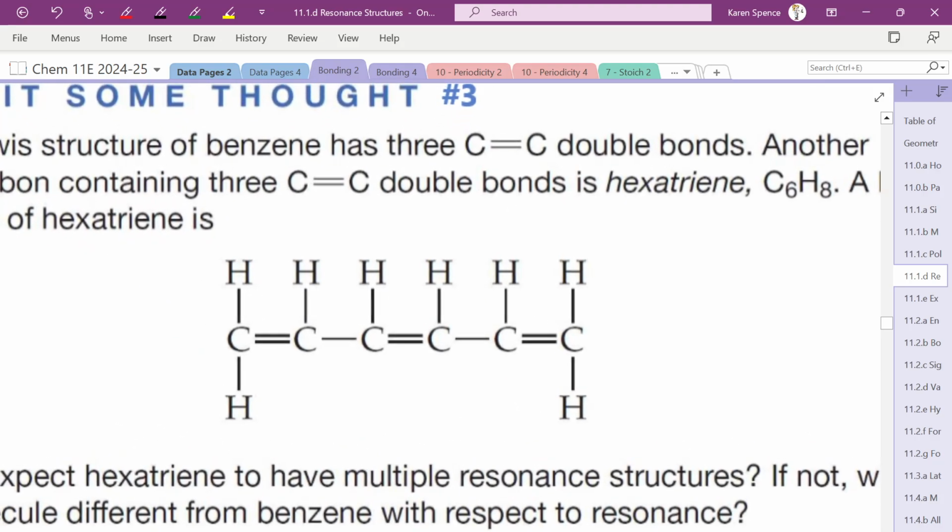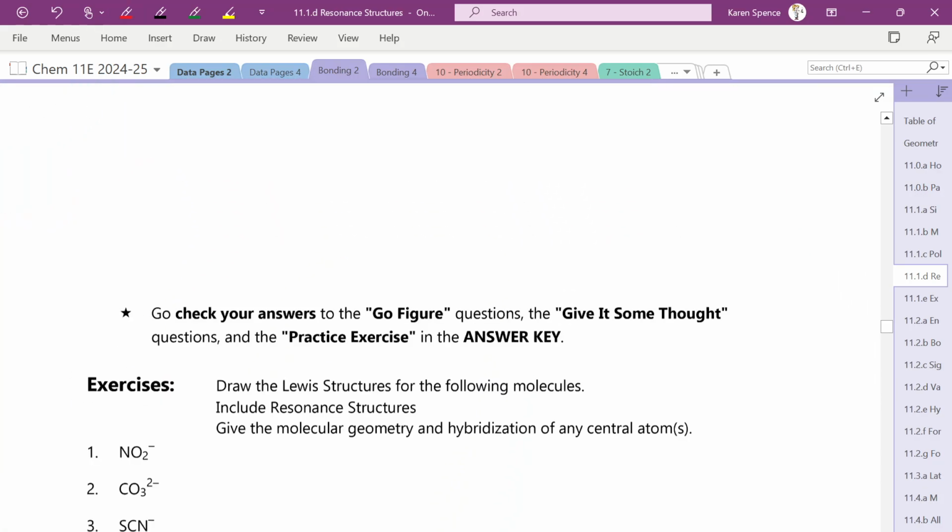Here we go. Do you expect this structure to have resonance structures? Would it be the same always? You can't, because we go double, single, double, single, double. If this one kicked over here, then this would kick over here. Where the heck would this one go? Nowhere.